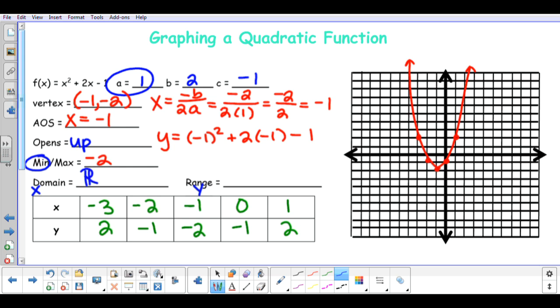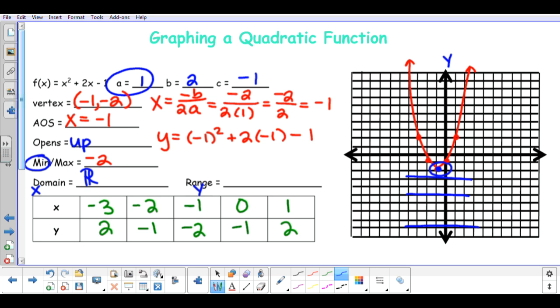Now our range is a little different. So remember, your y's are all of the outputs. So if I look at my graph and I'm going down my y-axis, I get to my vertex and it stops. I don't have any y-coordinate that is lower than a negative 2. If I look at negative 3 and negative 5 and negative 9, I don't have any graph down below there. So my range is always either going to start at my vertex or it's going to stop at my vertex, depending on if my parabola is going upward or if my parabola is going downward.